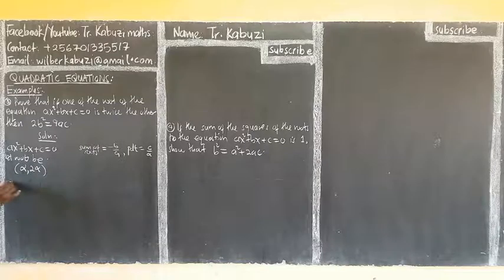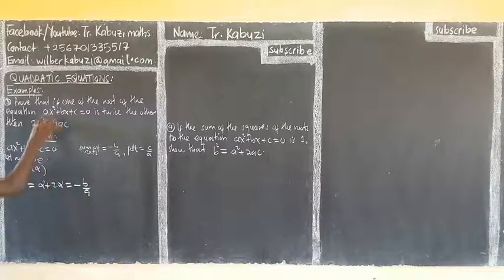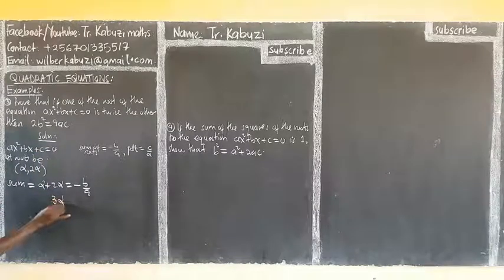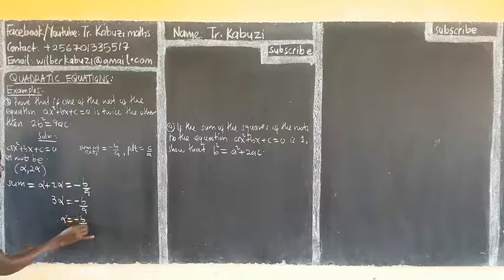So I come and I get their sum. We add them, so we have alpha plus 2 alpha. But if you sum them, you get negative b over a if you are given a general equation. So when you sum, we have 3 alpha equal to negative b over a. Can we make alpha the subject? Our alpha here is going to be negative b over 3a.